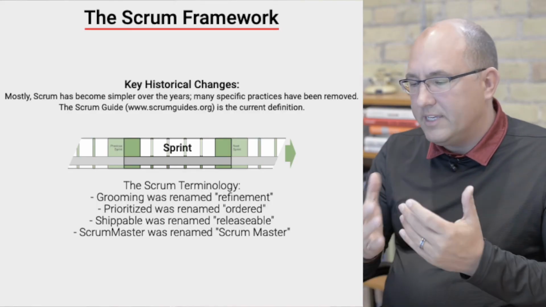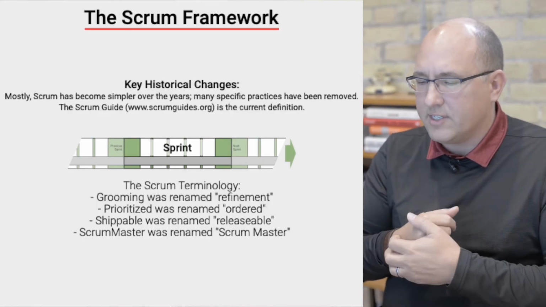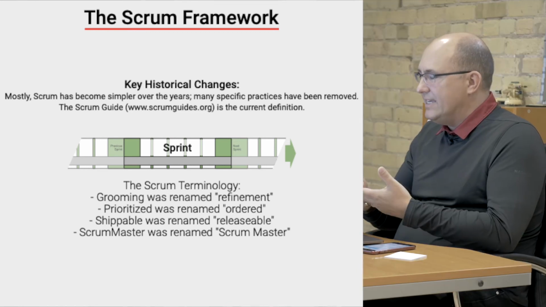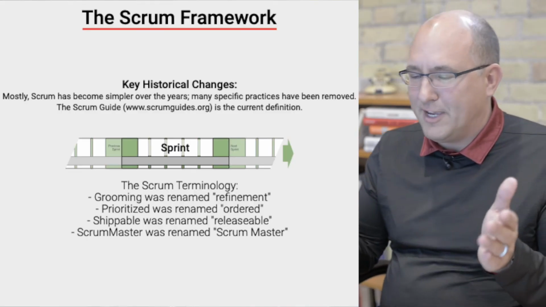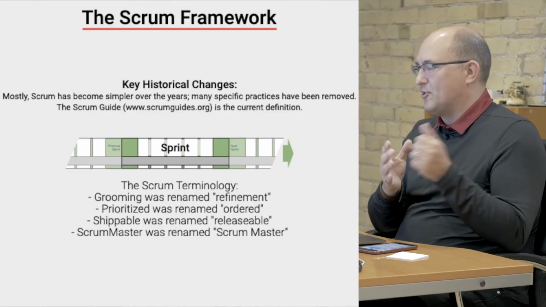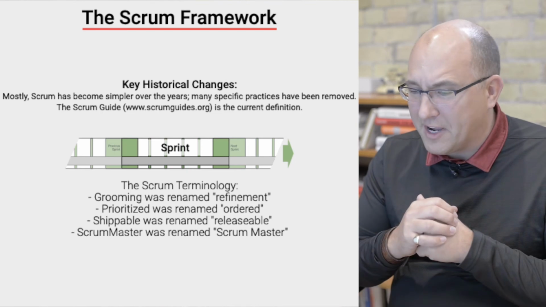Shippable was renamed releasable. This is just a subtle thing, not terribly important. When you release, you may be releasing into the marketplace, you might be releasing internally. Shippable had some connotations that were confusing people. Finally, Scrum Master with no space was renamed to Scrum Master with a space. I have no idea why that change was made. Subtle, probably not terribly important, but for what it's worth, that's a change.